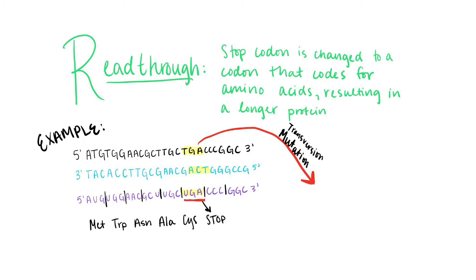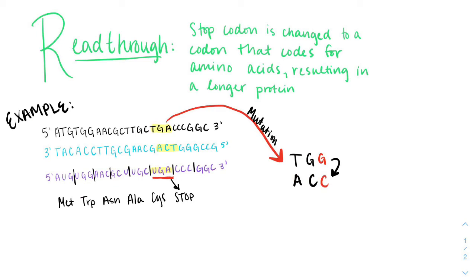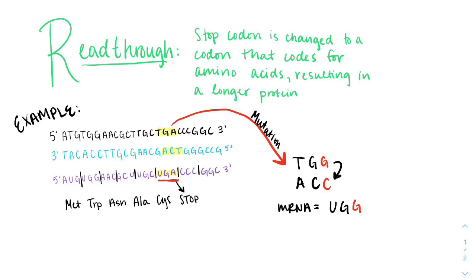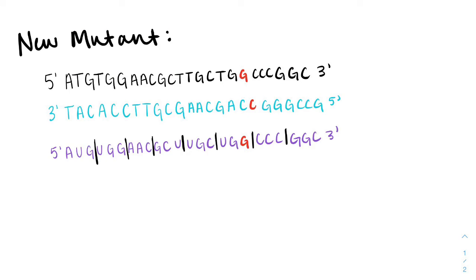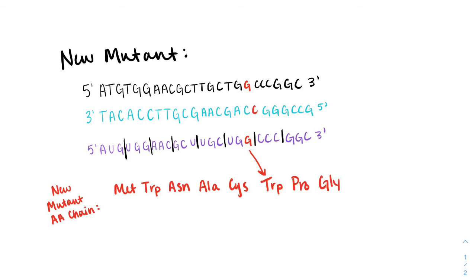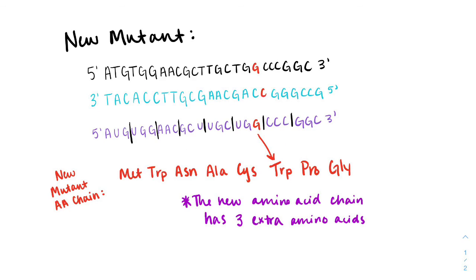To accomplish this, we could mutate the TGA into TGG. This would cause the template strand to then be ACC instead of ACT, which would then code for the mRNA sequence of UGG. This, instead of being a stop codon, would then code for an amino acid. So now that we have a new mutant, instead of stopping in the middle of the coding sequence, we would now continue coding and have a longer amino acid chain.